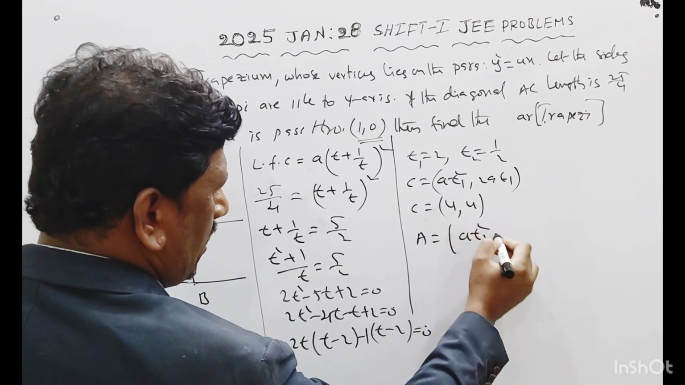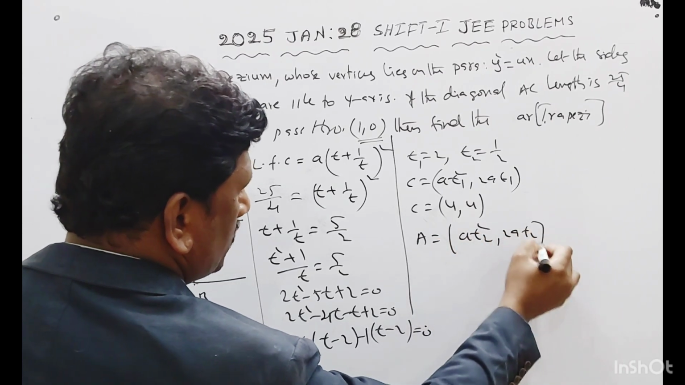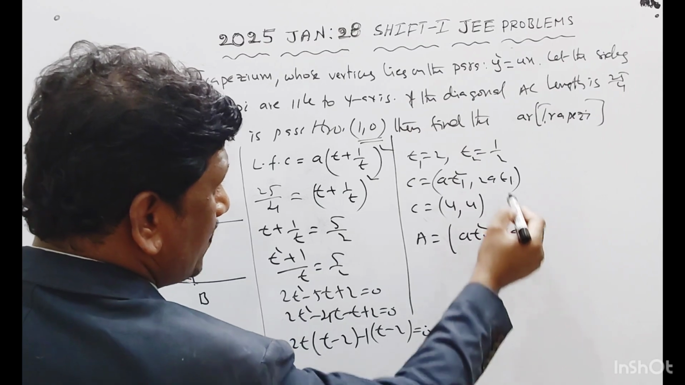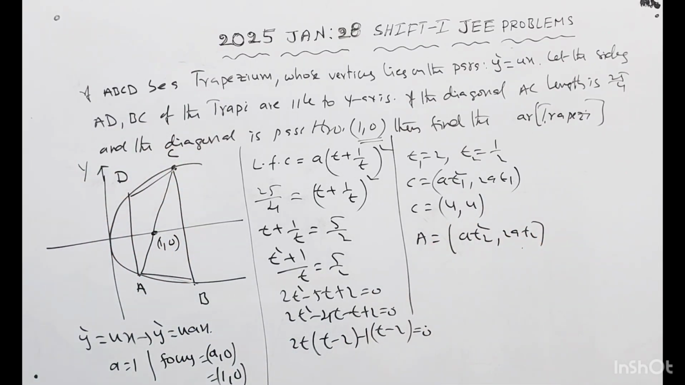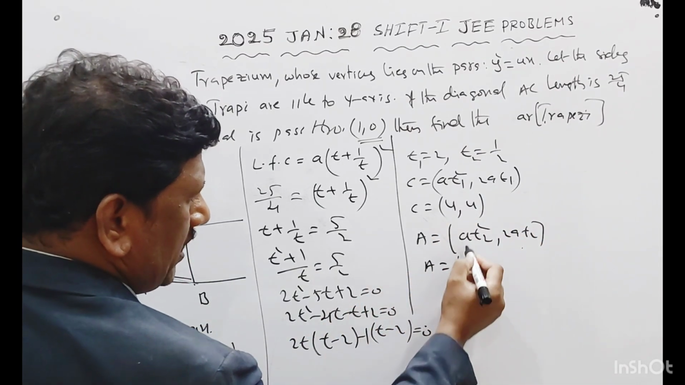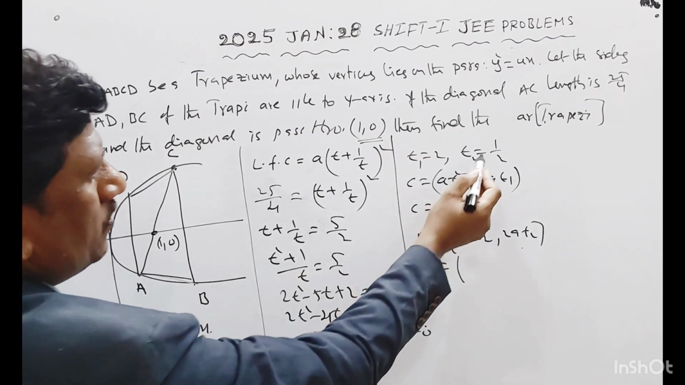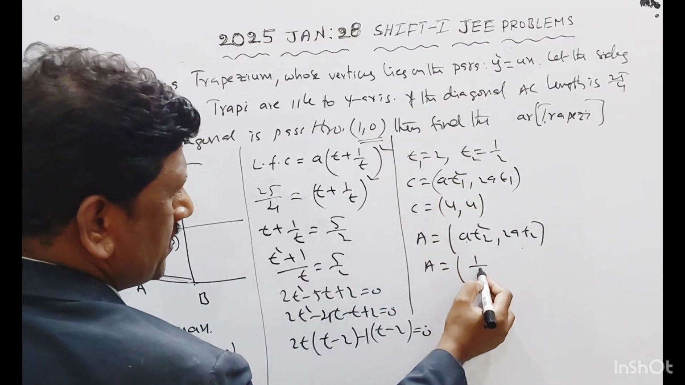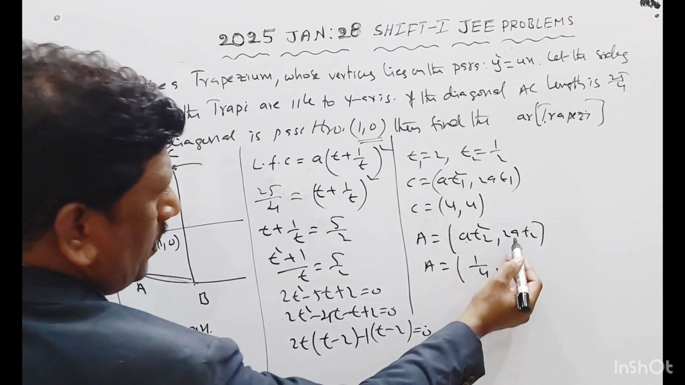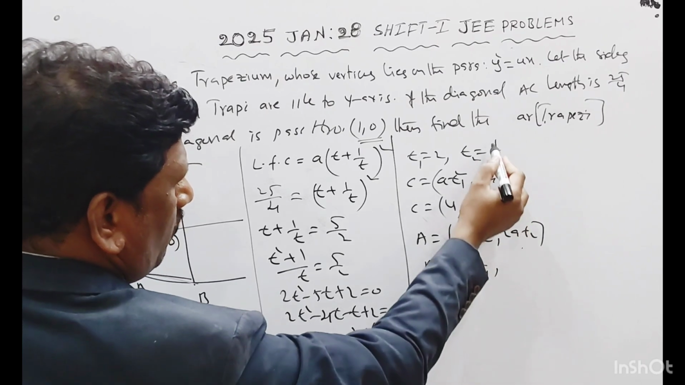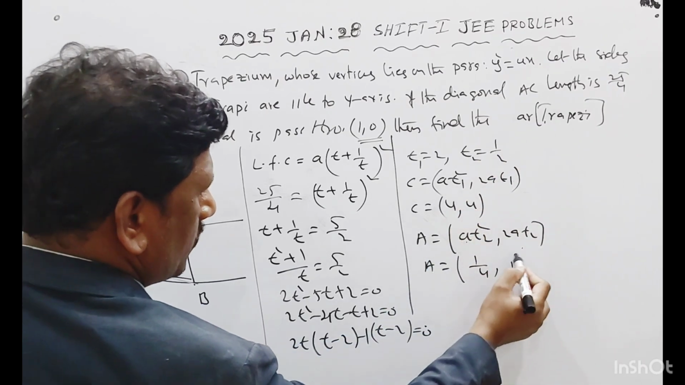(at2 square, 2at2). These are the end points of focal chords. Here a is equal to 1, and the t2 value is 1/2. 1/2 whole square is 1/4. So here a value is 1, t2 value is 1/2, and 1/2 into 2 is 1. Okay.